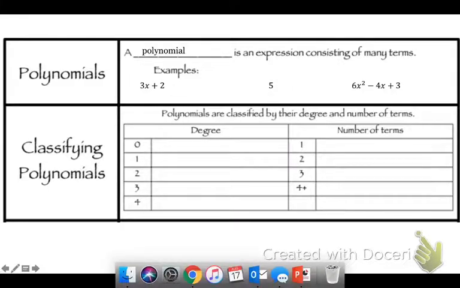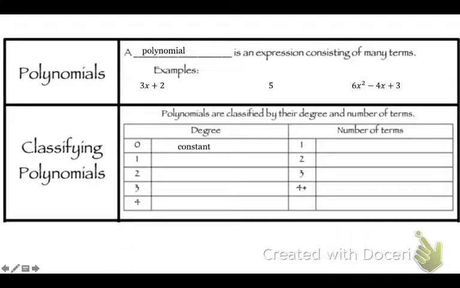Now, if it's a 0 degree polynomial, that means it's constant. An example of that would be just 4, or 5, or 10, or 9,000, or 499. Just any number that doesn't have a variable, that's a constant. Now, if it's a first degree, that's linear. So that would be like x. If it's a second degree, that's quadratic. That's x squared. Third degree is cubic. That's x cubed. Fourth degree is quartic, which is x to the fourth.